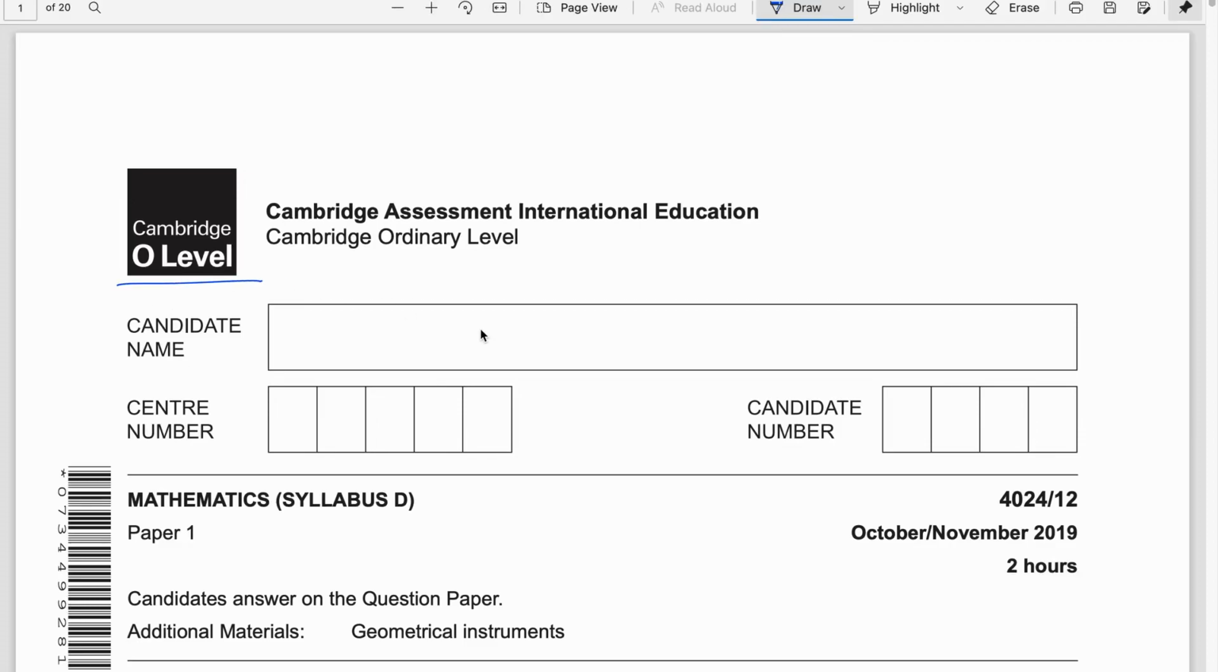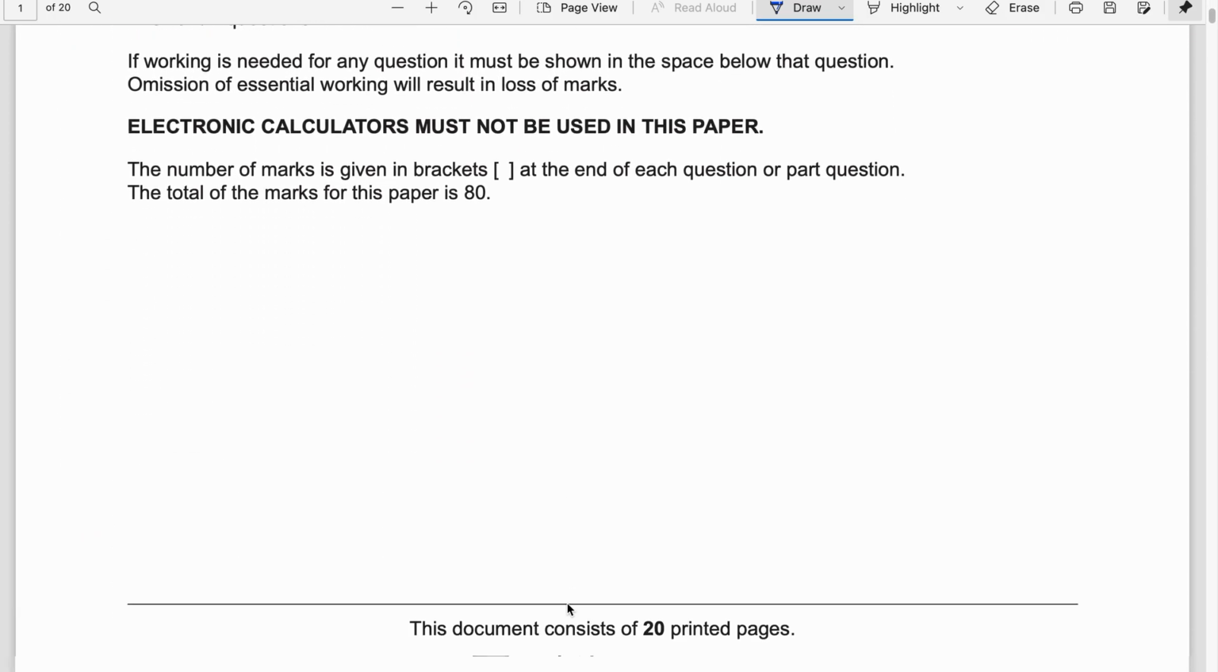This is Cambridge O Levels. Paper is 1, variant is 12, session is October November 19. Time 2 hours and calculator is not allowed.